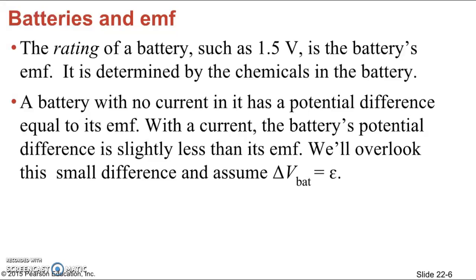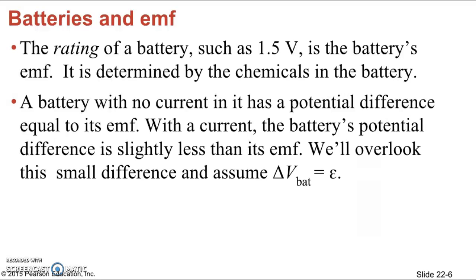So I also want to mention, if we have a battery and there's no current running through the battery, its potential difference is going to be equal to its EMF, right? So you can kind of think of EMF as the idealized potential difference of the battery. So if the battery says it's 1.5 volts, then ideally its EMF is 1.5 volts, right? So a lot of times in circuits, we'll be dealing with this EMF, the idealized EMF.